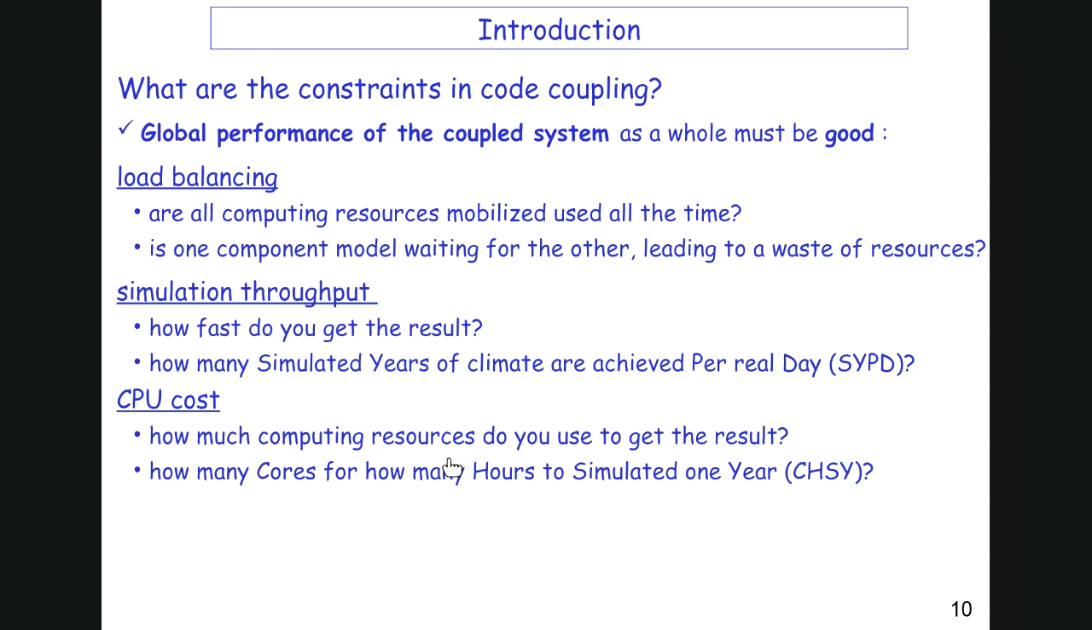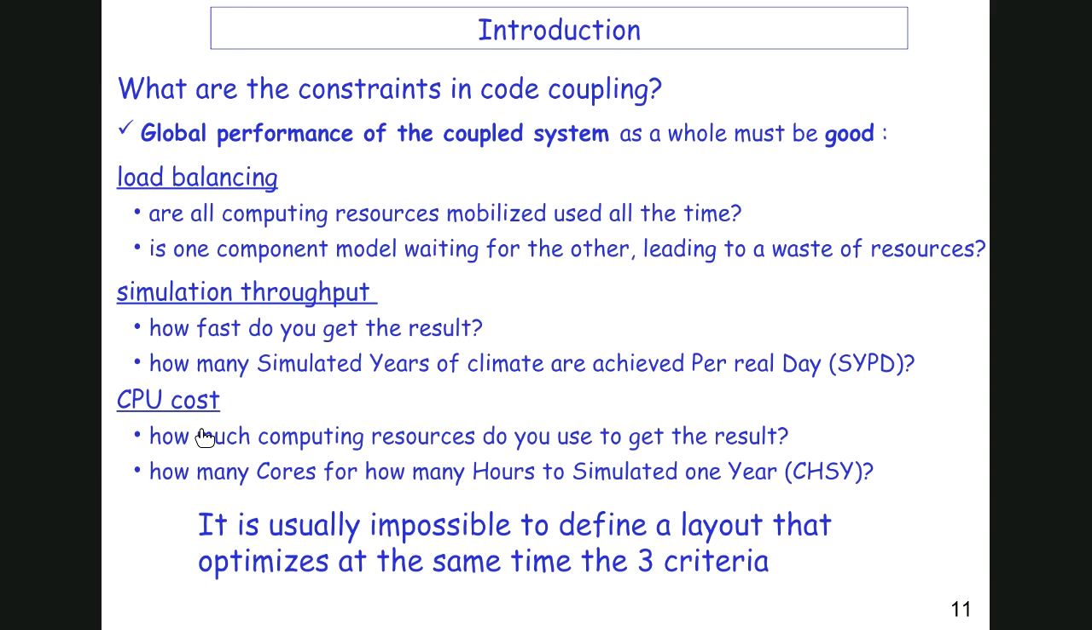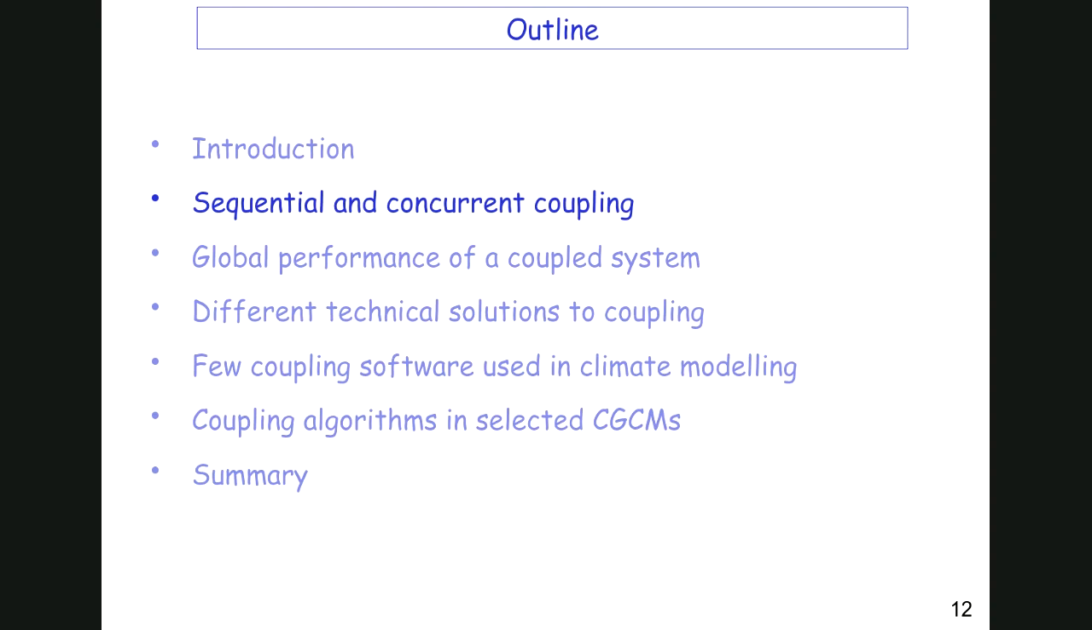So depending on what you look at, you may make different implementation choices, whether you're more interested in getting a load balanced system, having a very good throughput, or minimizing the CPU cost. And usually it's impossible to define a layout in your coupled simulation that optimizes all three criteria at the same time. But you have to be aware of those criteria, and you have to know what you do when you make choices. So this was for the introduction.